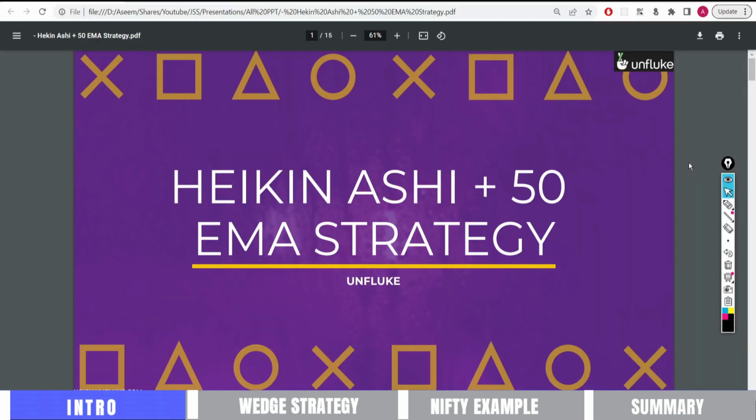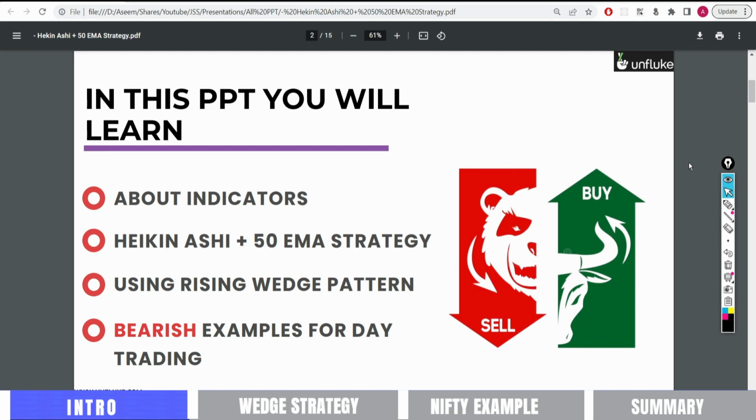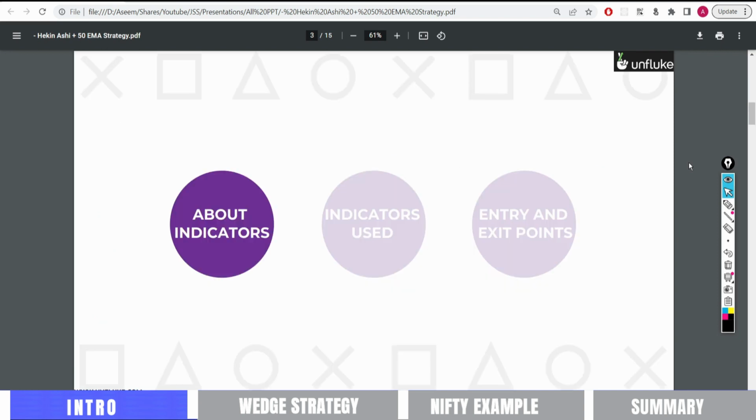So let's start the video. So let me tell you the rules of the strategy. I'm going to use Heiken-Ashi along with the 50 EMA. In this, I only use two indicators, which is Heiken-Ashi and 50 EMA. But along with that, I also use a pattern, which is the rising wedge pattern. I'll tell you what that pattern is, and I'll then show you some examples. We will also look at some examples on Nifty.